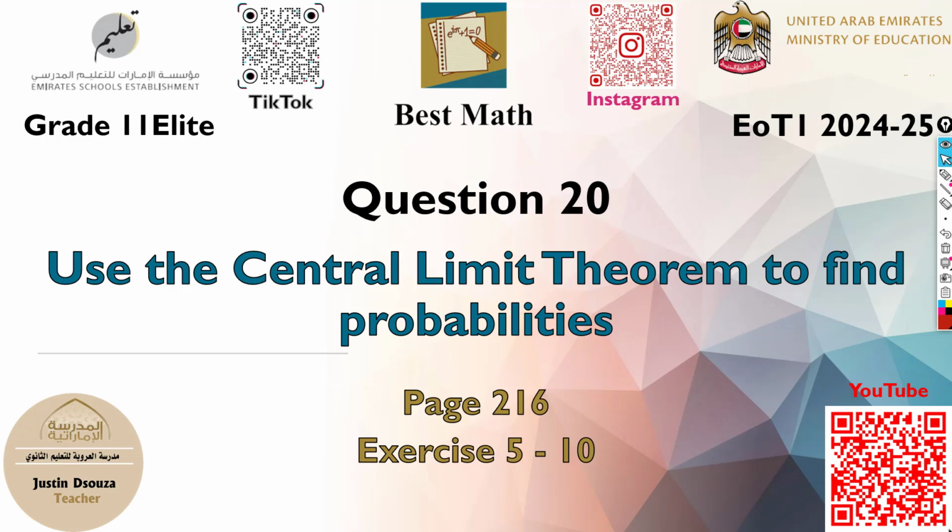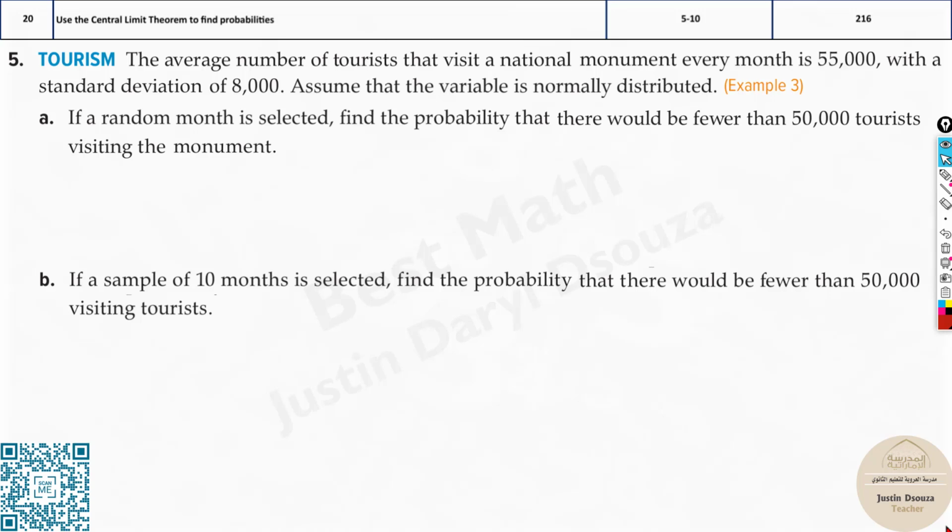In the final question, we will use Central Limit Theorem to find probabilities. Here we have real-world problems. The average number of tourists that visits a national monument every month is 55,000. Let's write the given. Average is about mean, that is mu. The standard deviation, sigma, is given as 8,000.